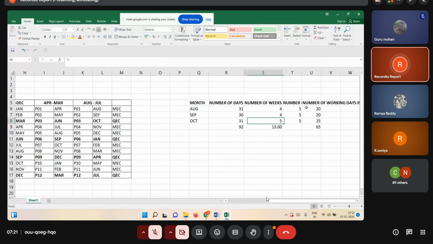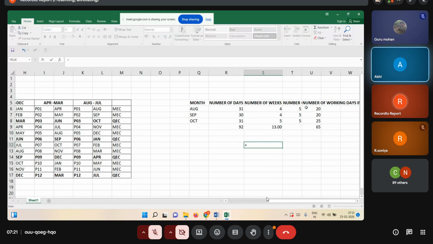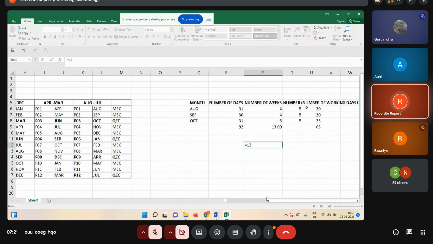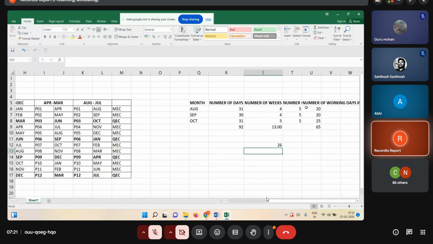65, because the quarter end has 5 weeks. So in total, how many weeks? 13 weeks. Per week, how many Saturdays and Sundays will come? 2. Total how many weekend days will we get? 26 days. Is it matching with our total number of working days? Monday-to-Friday alignment will move, and they will adjust that in the next cycle, guys. But how many working days are we getting here?